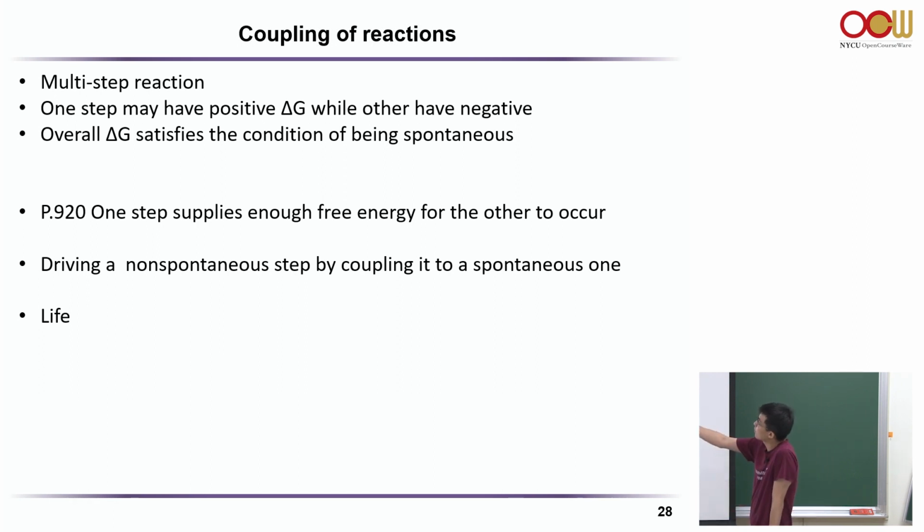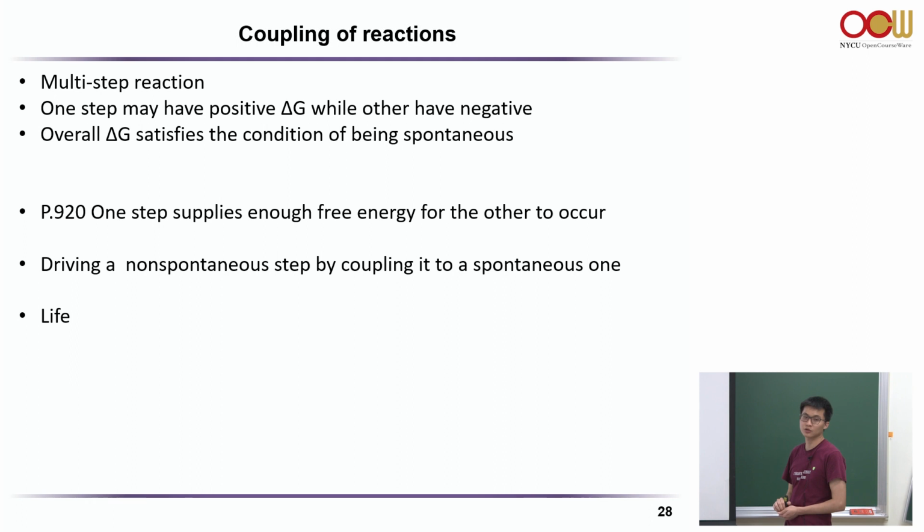So for coupling of reactions, some step may have a positive delta G, that means it's not favorable, but your next step is energetically favorable. So if you satisfy the requirement that your overall delta G has to be less than 0, okay, if you're interested, just read page 920.